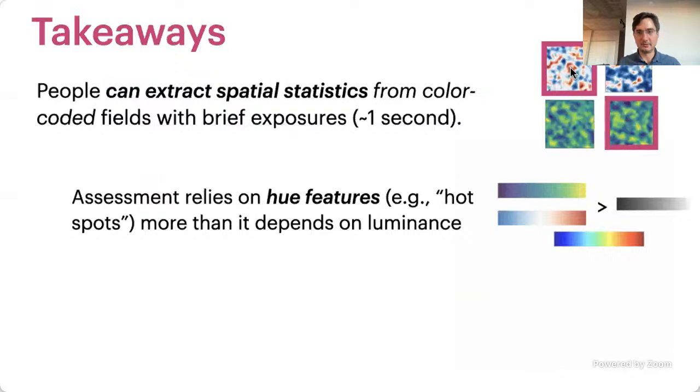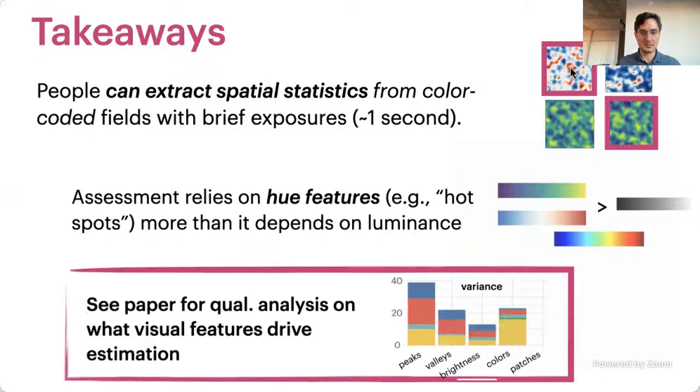So overall, the main takeaway is that we found that people can quickly judge the mean and, to a lesser extent, the variance of color-coded fields. And interestingly, this estimation appears to be driven by hue features, so things like hotspots and valleys that you see in the field, more than it depends on the luminance of these representations. But as it seems, only a little bit of hue variation is enough, so you don't need to go all the way to a rainbow, for example. And this is corroborated by a qualitative analysis of responses. So if you're interested, please do consult the paper.